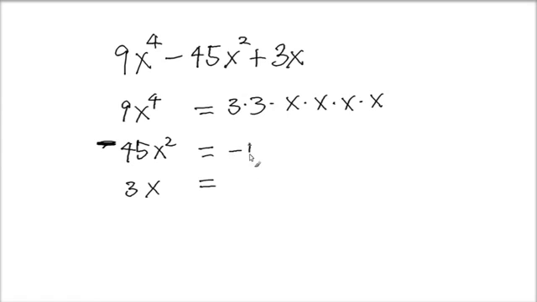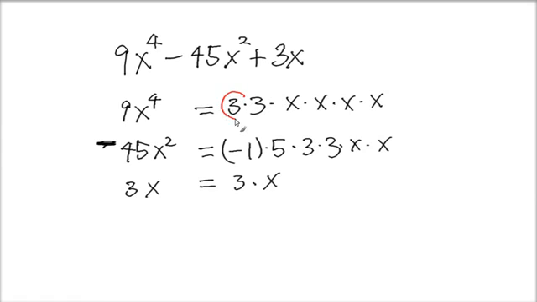Minus 45x squared. Well, there's a minus sign, so it's minus 1 times 45, which is 5 times 9. 9 is 3 times 3. So you break it up into little pieces, the smallest pieces possible. X squared is x times x. Okay, look at the third term. 3x is 3 times x.